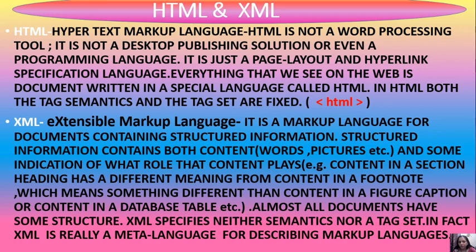So in fact, XML is really a meta language. Meta means data about data. XML is really a meta language for describing markup languages. So in XML, we can create our own rules. We can create our own codes or tags. But in case of HTML, the tag sets are fixed. So this is the main difference here between HTML and XML.